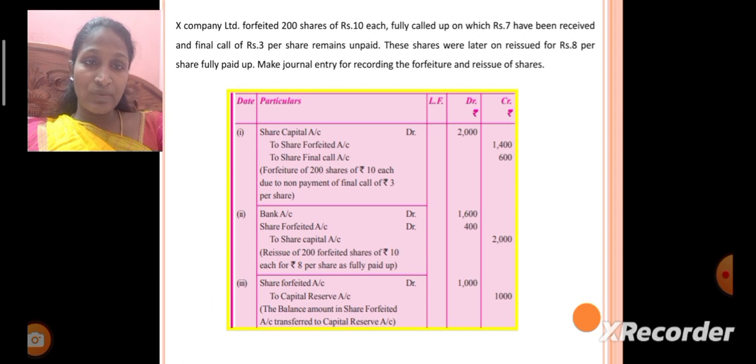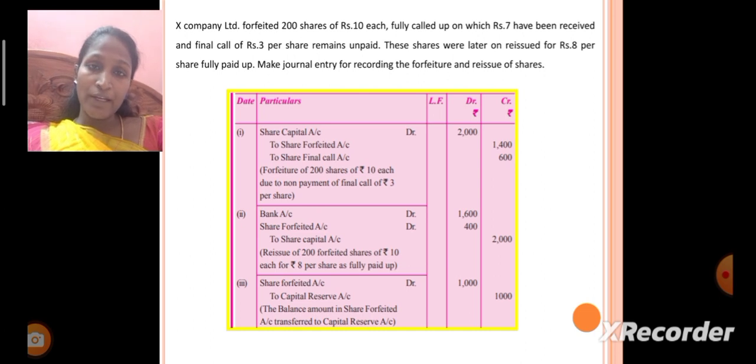The first entry is the forfeiture entry. Share capital account debit to share forfeiture account and share final call account. Share capital account rupees 2000, that is the company didn't receive money for 200 shares and the face value is rupees 10, so 2000. To share final call, that is 200 shares into final call money rupees 3, 600. The balance amount is transferred to share forfeited account.